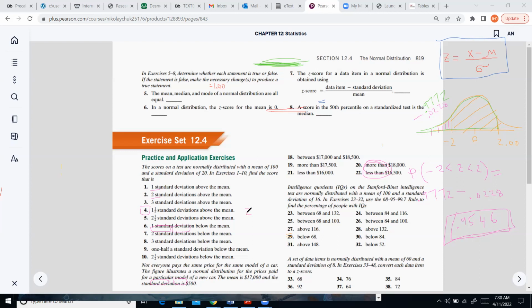So Z is 1.5. So what they want is to find the area. So let me show you how I can do this. So if Z is 1.5, they say 1.5 above the mean, which means greater, right? Above is greater, below is smaller. So what I can do is find the area that's going to correspond to my z-score equal to 1.5. So how can I do that? Area from 1.5 to the left.